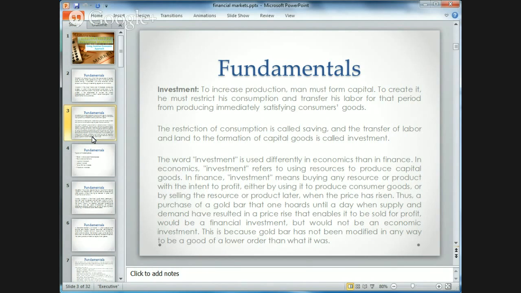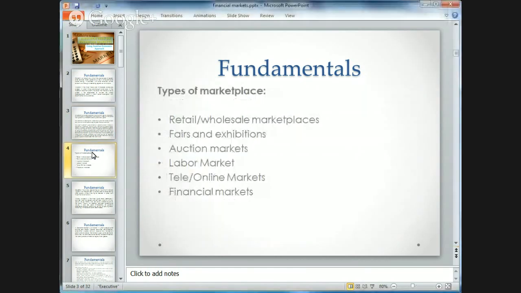Investment can take place when you have savings. I mean, people will have savings. An investor may not use his own saving. He might borrow savings from some other institution and invest in the market. So basically, investment is putting money or finance into buying of resources or products with an intention of making profit in the future. So that's the basic fundamental of investment.